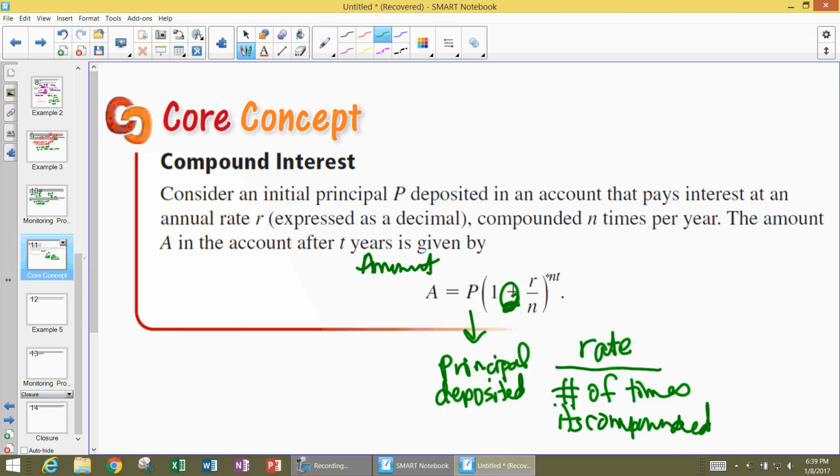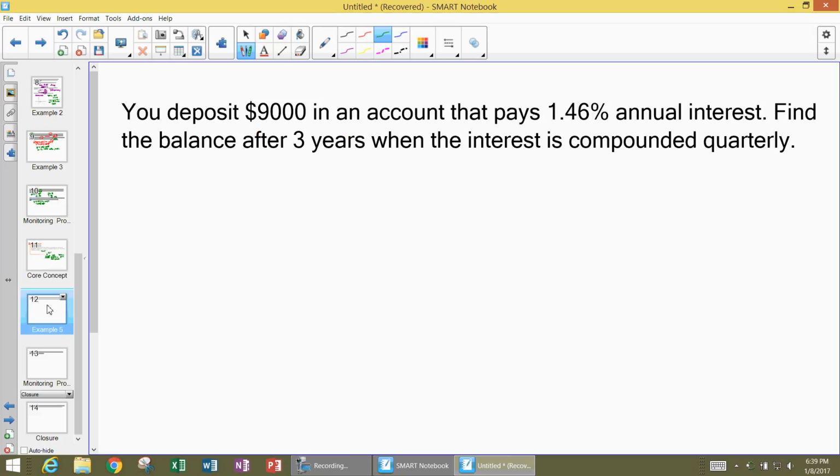And N, again, it's the same N. And T stands for time. And most of the time, we're usually talking about years. So you deposit $9,000 in an account that pays 1.46% annual interest. Find the balance after 3 years when the interest is compounded quarterly.